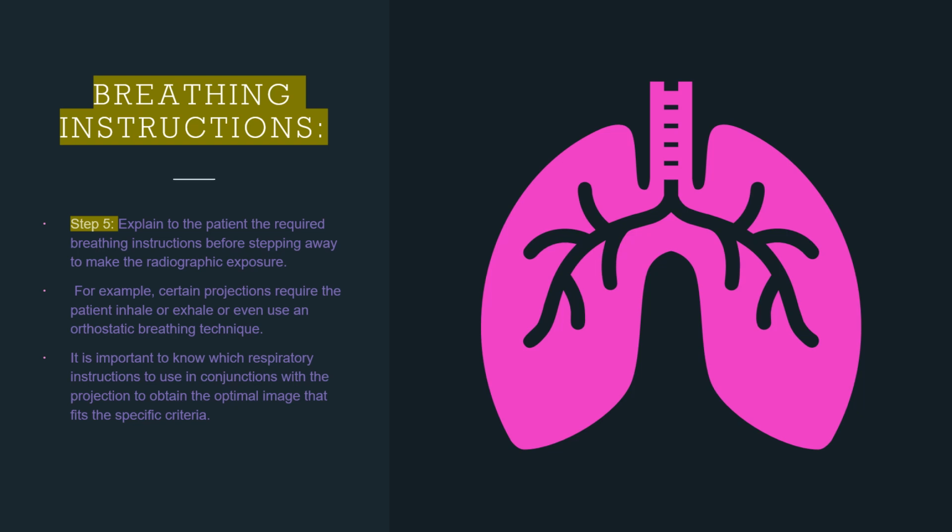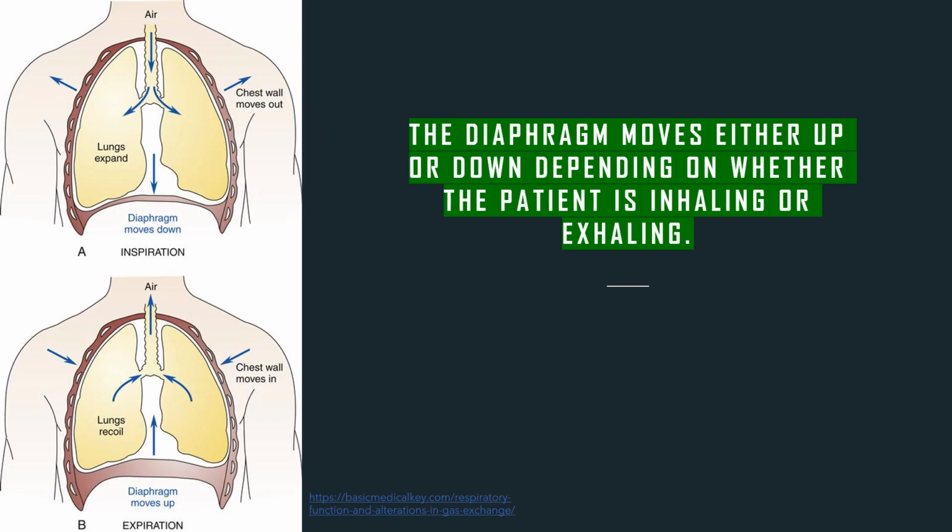So each projection has specific breathing instructions, and that's specifically designed so the radiologist can determine if this is an acceptable image. For instance, when the patient breathes in or inspires, the diaphragm actually goes down, whereas when the patient expires or exhales, the diaphragm goes up, which plays a factor in how much anatomy one can see.